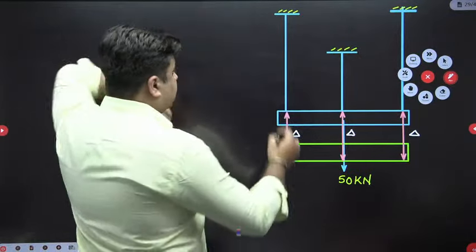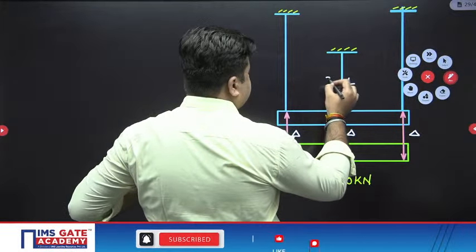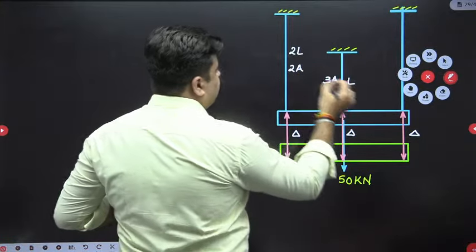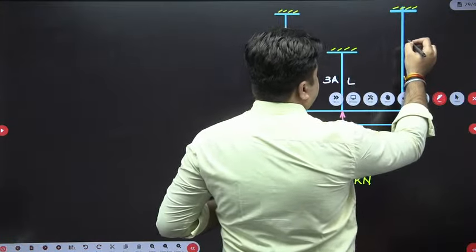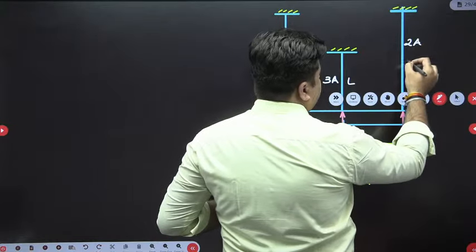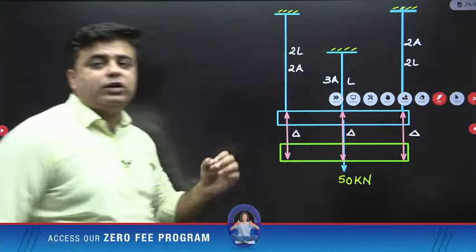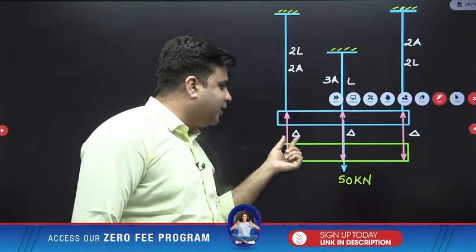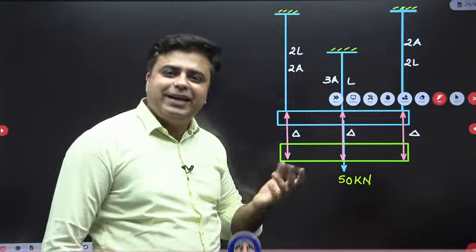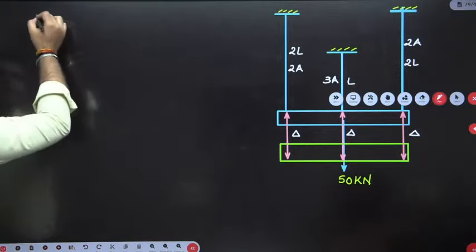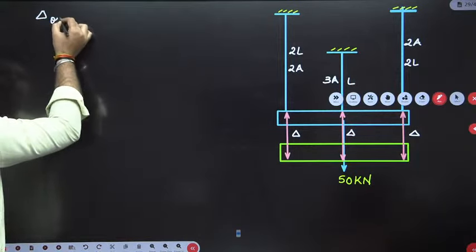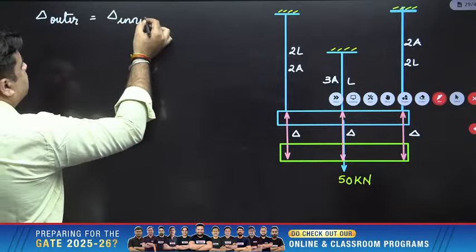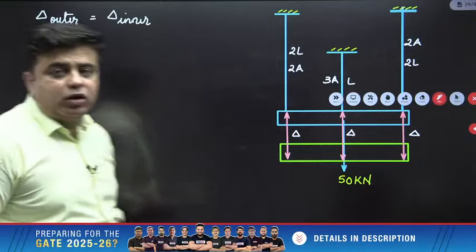So first of all, the length of this bar is L, area is 3A, length of this bar is 2L, area is 2A, and the length of this bar is also 2L, area is 2A. So what is the first equation that I can frame? The first equation is deformation in the outer bar is equal to deformation in the inner bar. Delta outer is equal to delta inner.